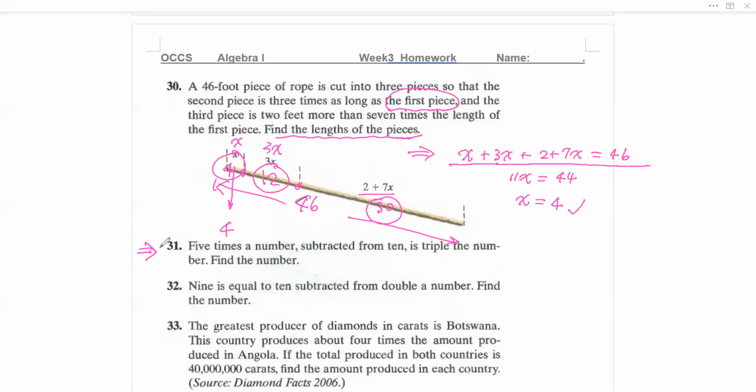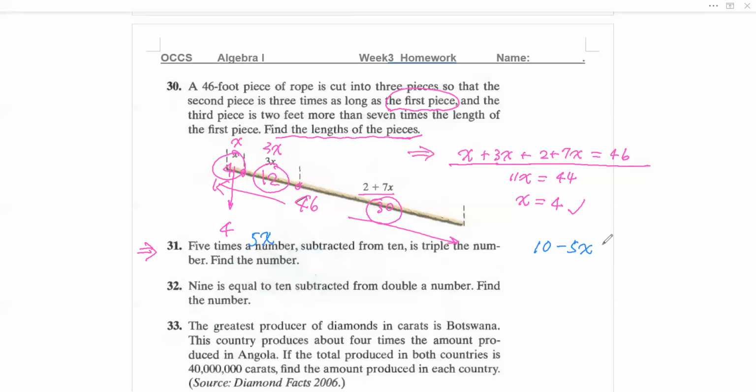All right, let's see 31. 5 times a number. What's the number? We don't know, right? So we give it x. 5 times a number means 5x. Subtract from 10, so it means 10 minus 5x. 5 times a number, subtract from 10, right? So it's like this, right?